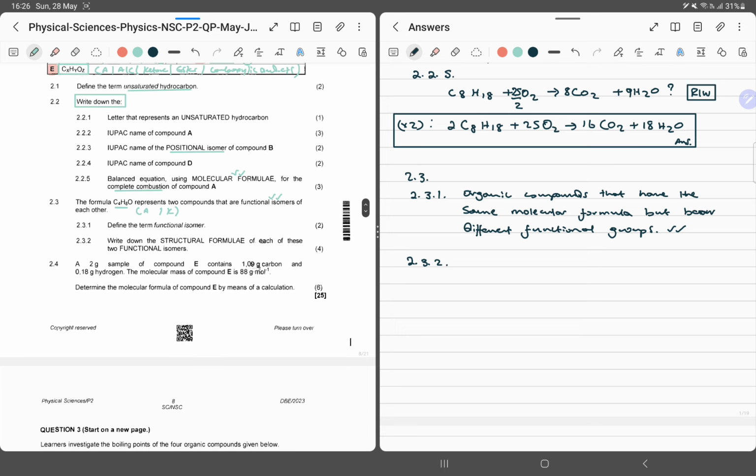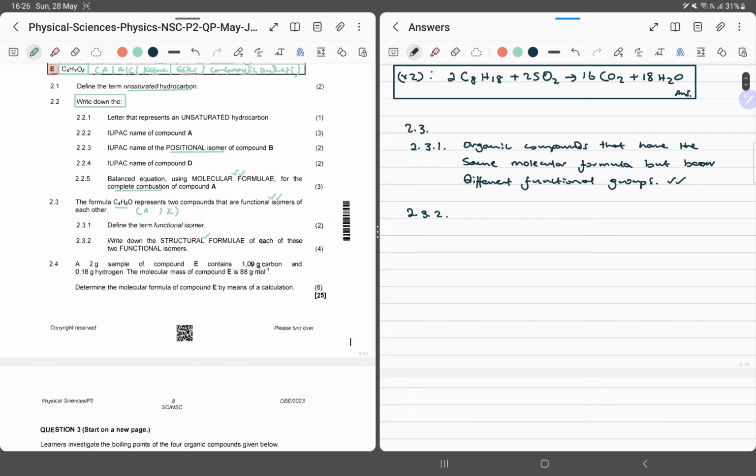2.3.2 says write down the structural formulae of each of these functional isomers. Okay, that's easy. So the first one is a ketone if we want. So we can have carbons 1, 2, 3, 4, and then we can make this one a ketone. Put our carbonyl group there. So these are hydrogens. Okay, so that's the first one.